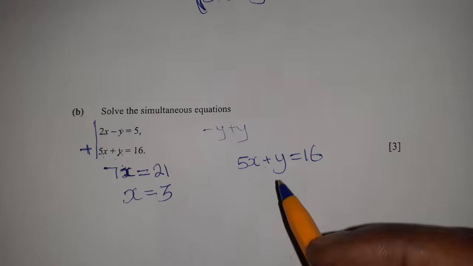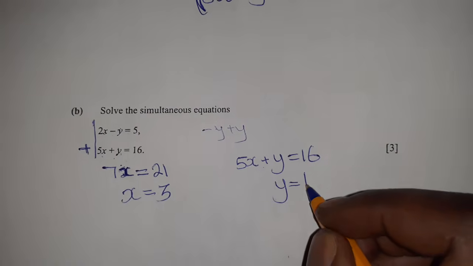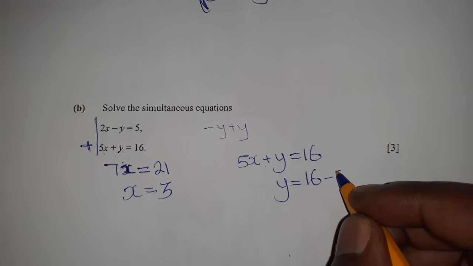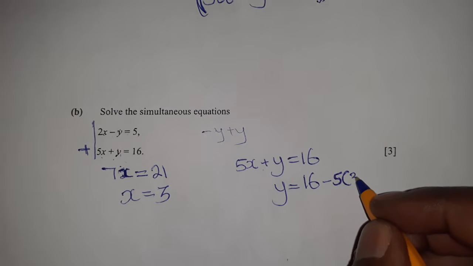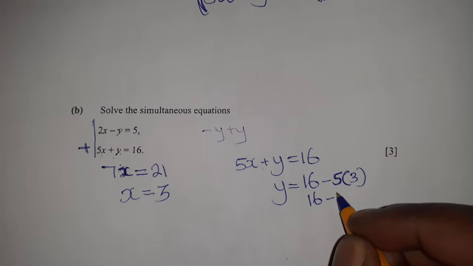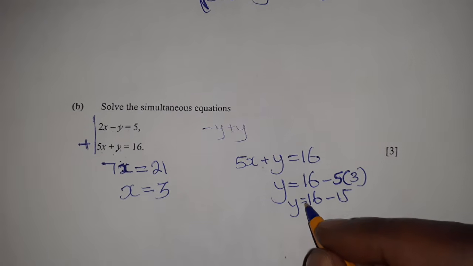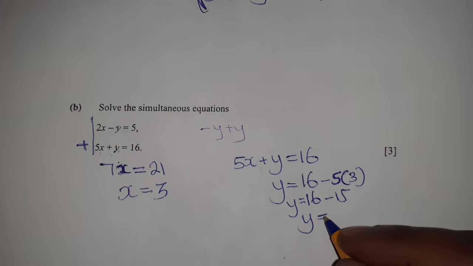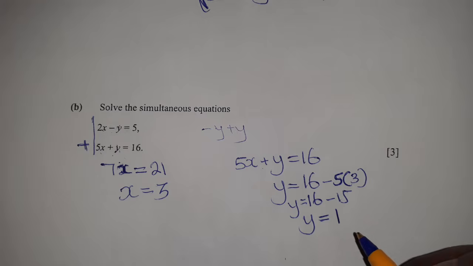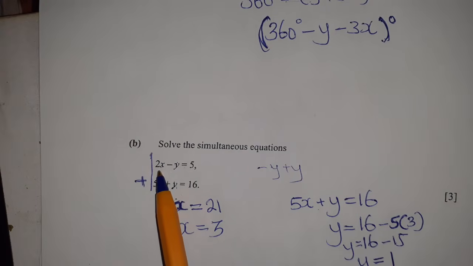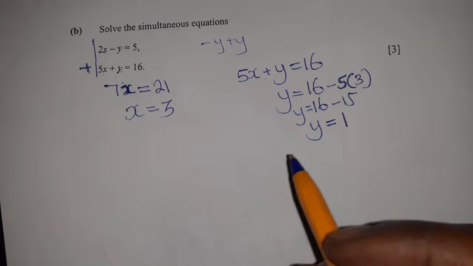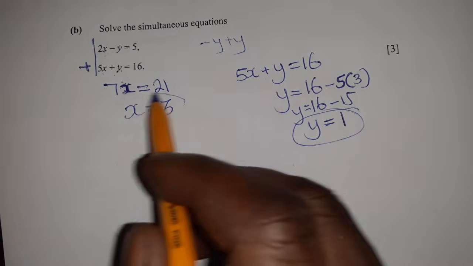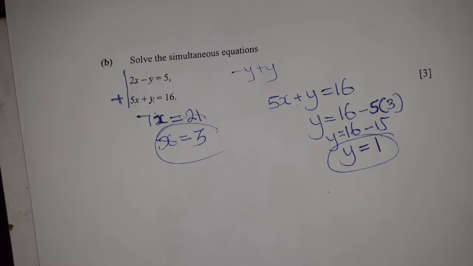So I'm going to say y is equals to 16 minus 5x. Now, what is our x? Our x is 3. So we're going to have 16 minus 15. So our y is going to be equals to 1. Okay, so when you put 3 here, you say 2 multiplied by 3, you get 6. 6 minus 1, you get 5. So y is 1, x is 3. All right.